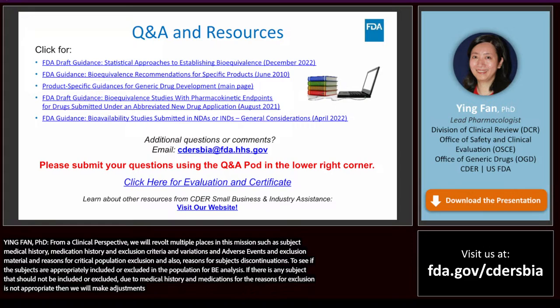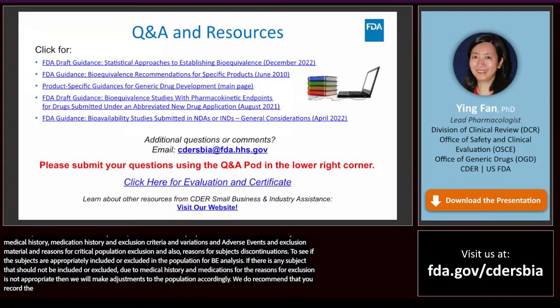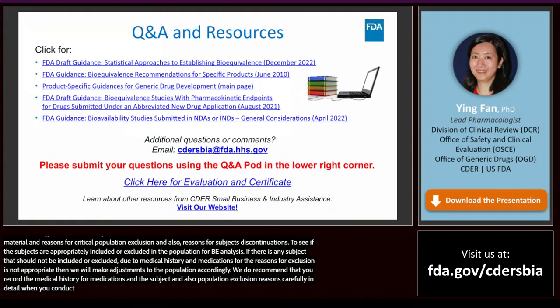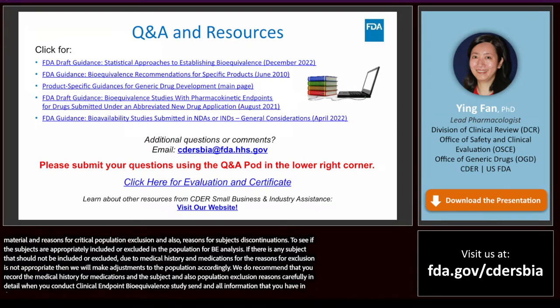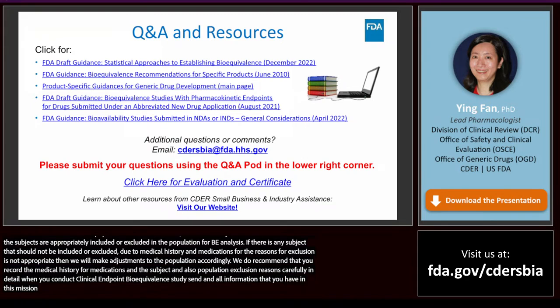So we do recommend that you record the medical history, concomitant medications, subject discontinuation reasons, and population exclusion reasons carefully and in detail when you conduct the clinical endpoint bioequivalence study, and also submit all the information that you have in the original ANDA submission, so as to avoid receiving an information request in the review cycle.